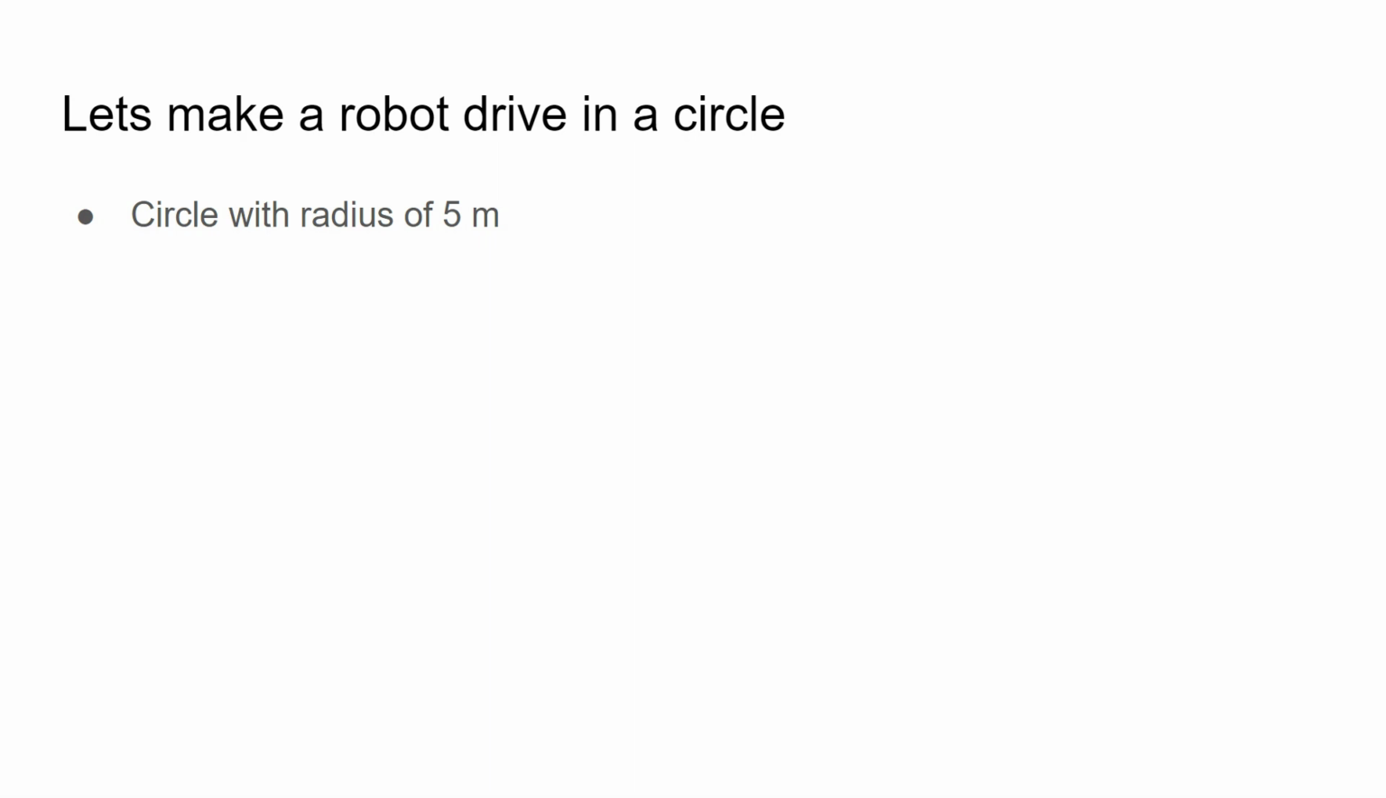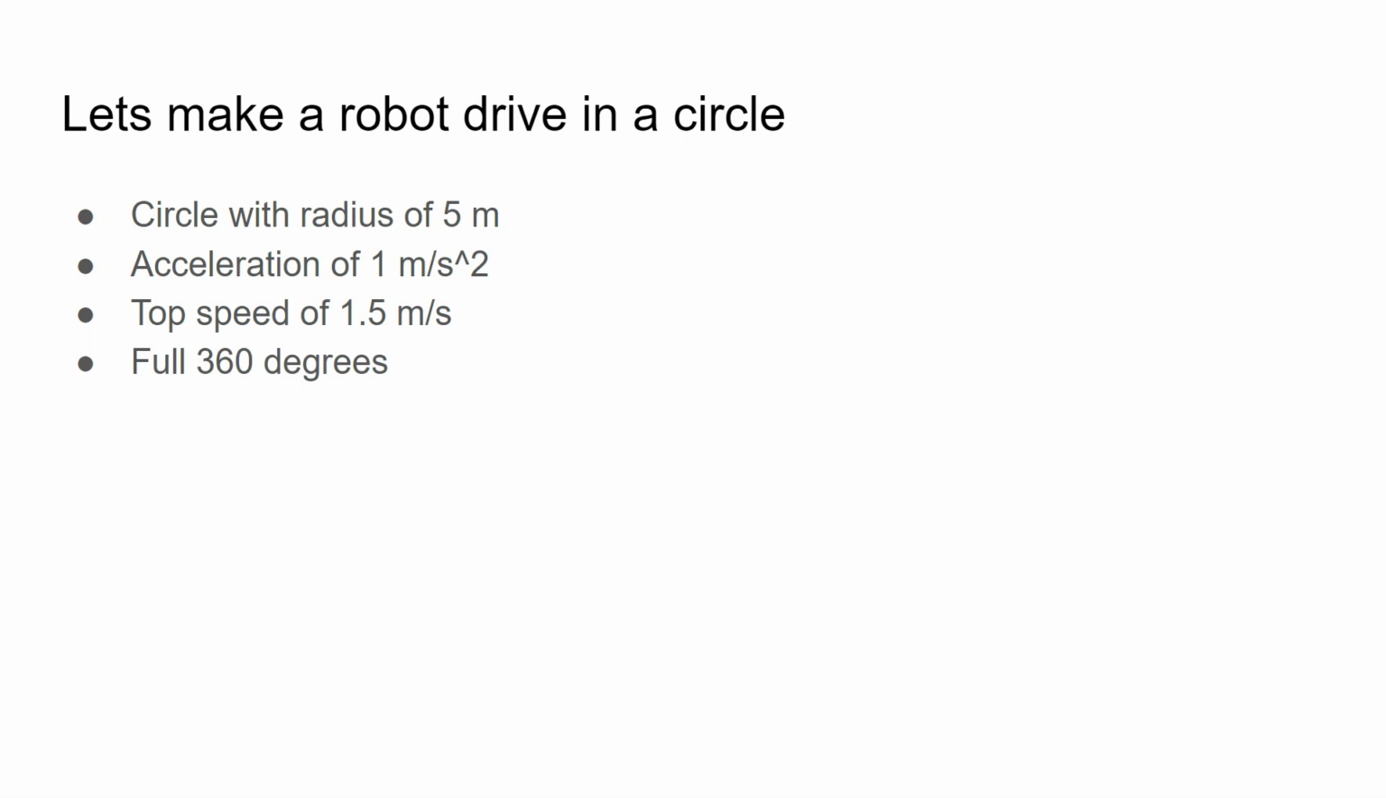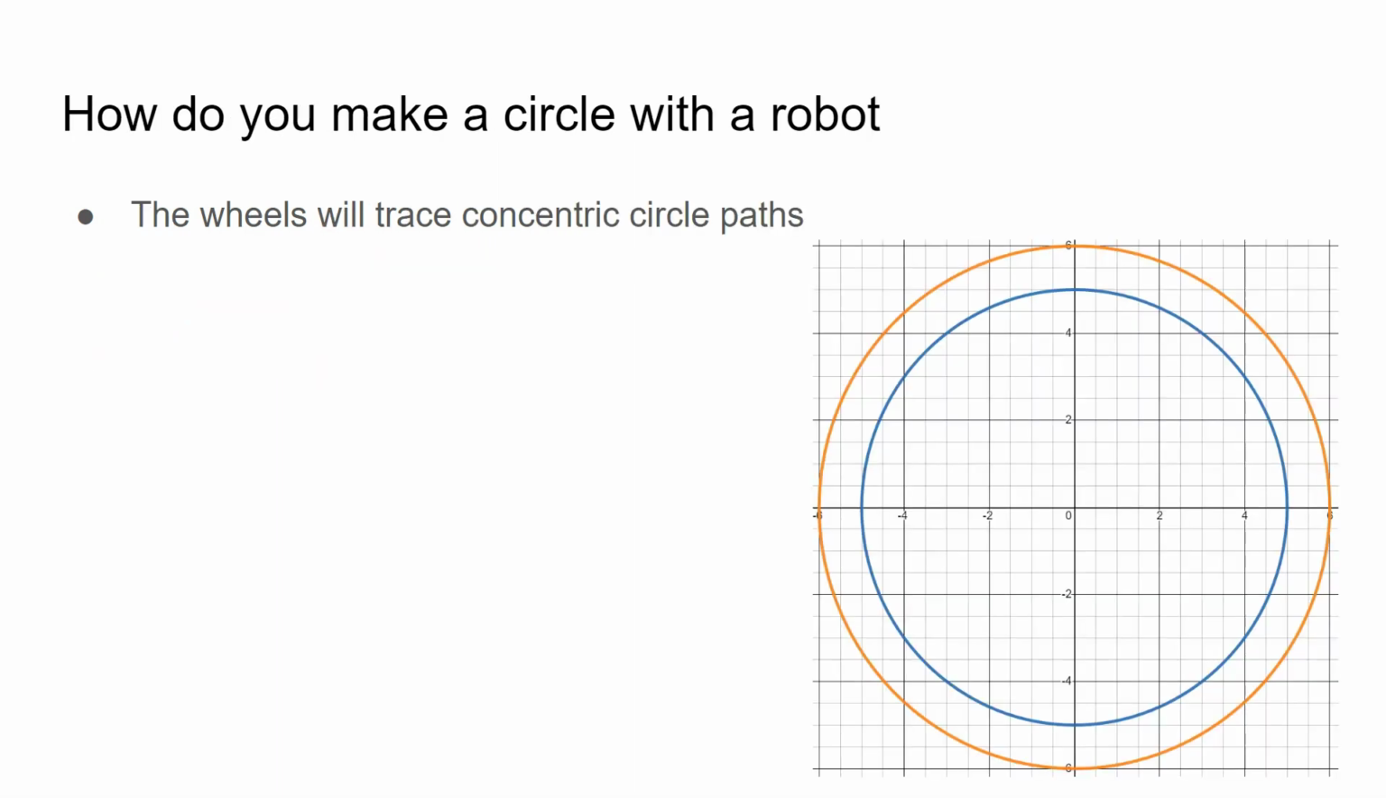We're going to have a circle with radius 5 meters. And we're going to have an acceleration of 1 meter per second squared, a top speed of 1.5 meters per second, and we're going to go the full 360 degrees. We're not going to do a part of a turn. All right, so how do we make this circle happen?